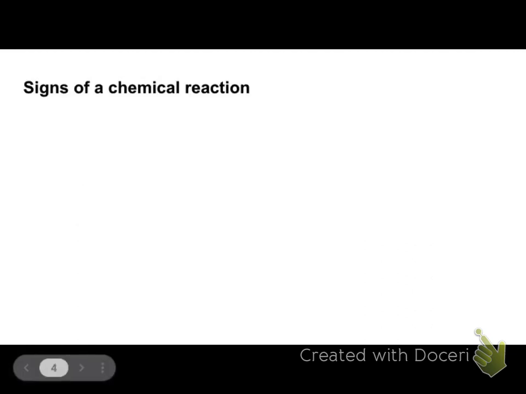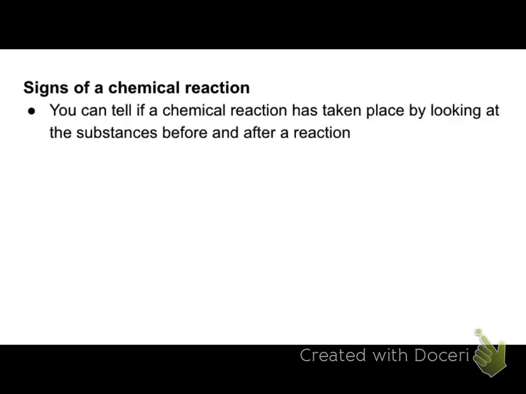Signs of a chemical reaction. So when a chemical reaction or a chemical change takes place, there is sometimes evidence that it has taken place. You can definitely tell that the reaction has taken place if you look at the substances before and after and figure out if they are the same substance. Sometimes that's very obvious, right?